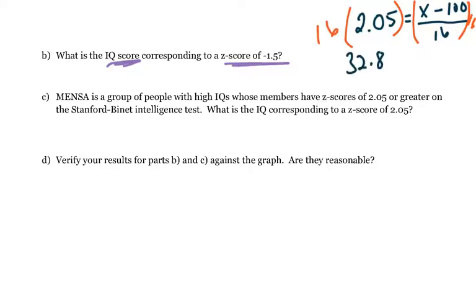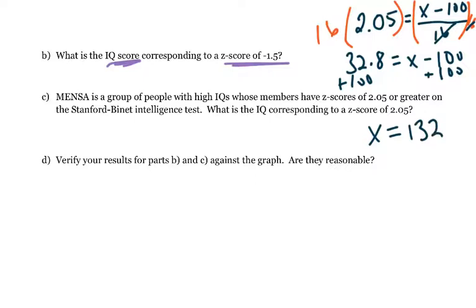16 times 2.05 is equal to 32.8, which these cancel. The 16s on the right-hand side cancel to 1, and we're left with x minus 100. Add 100 to both sides, and we get that x is equal to 132.8. So essentially, if you want to be in Mensa, you have to have an IQ value that is 132.8 or higher. Verify our results for parts B and C against the graph.